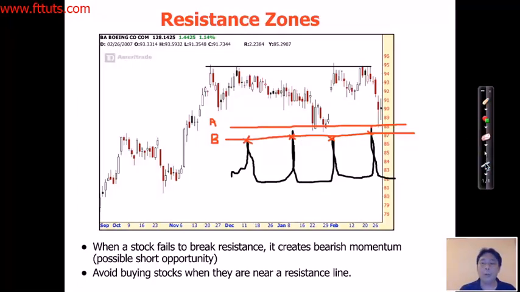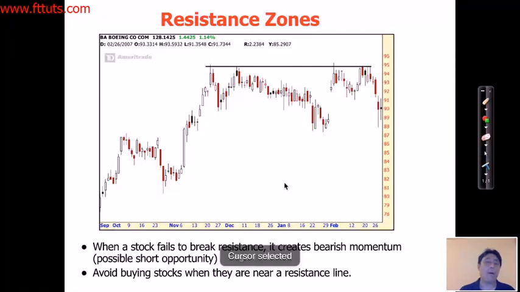So, why do we want to draw these lines on a chart? Well, because they tell us that supply exceeds demand at those levels. So here's the thing. When a stock price fails to break a resistance level, it tends to create bearish momentum. So because of that, we avoid buying stocks when they're moving towards a resistance level.